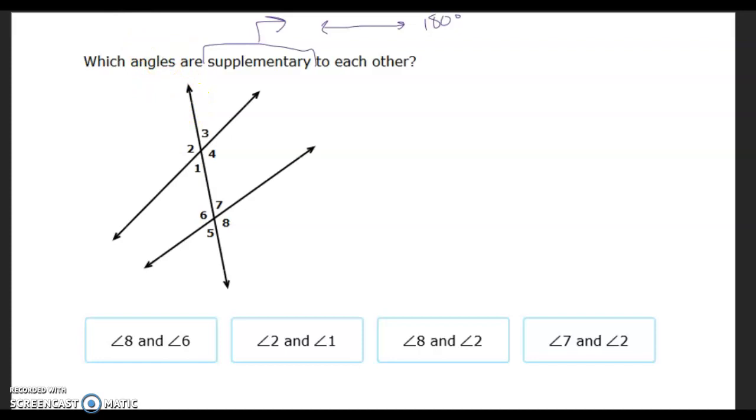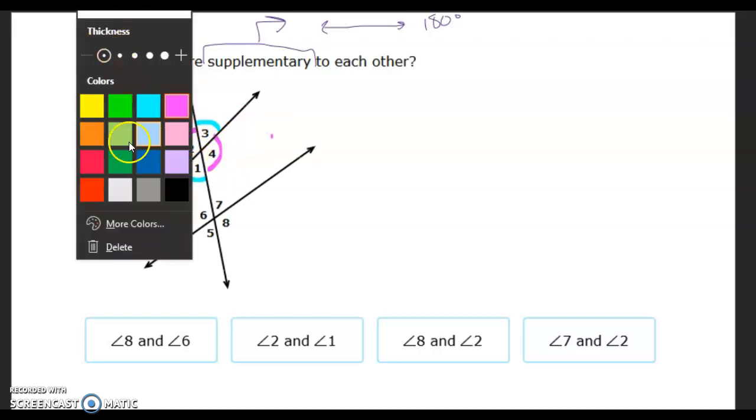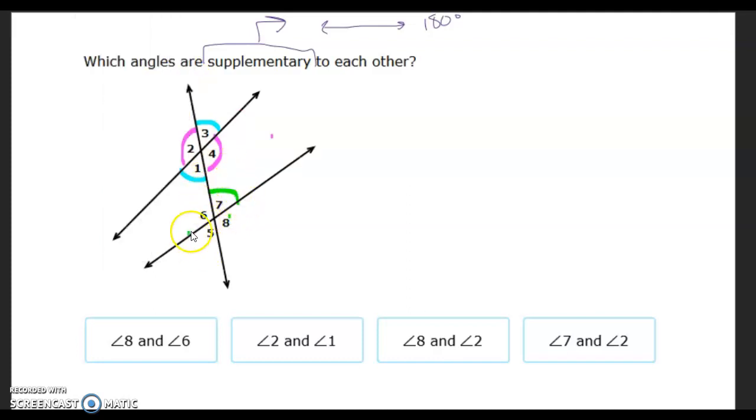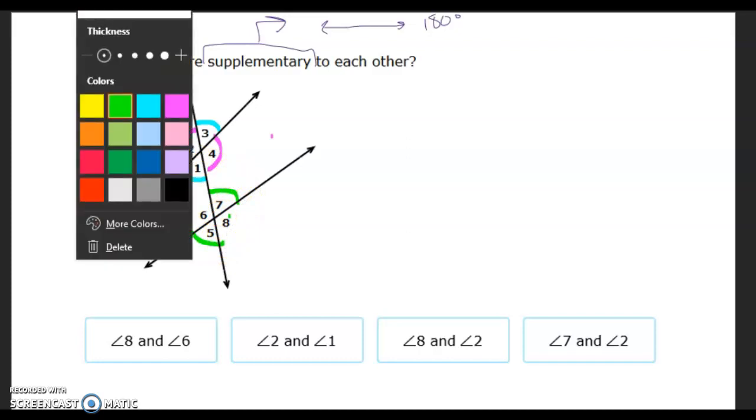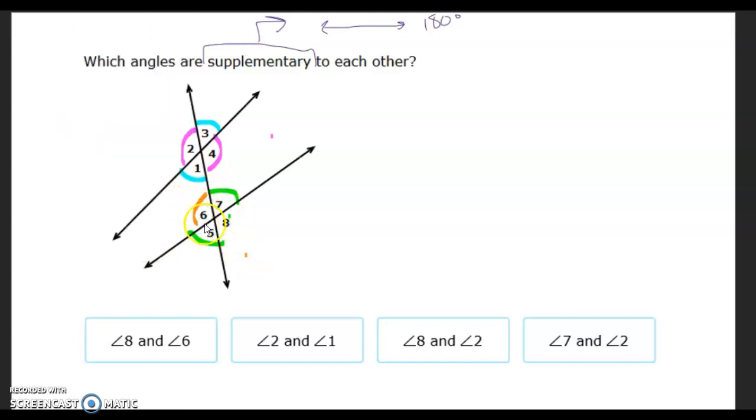So a couple of things that we can figure out is we know that angle 3 and angle 1 are the same because they're vertical angles. We know that angle 2 and angle 4 are the same. They're vertical angles. Let's try some more. We know angle 7 and angle 5 are the same. They're vertical angles. And the last one, what color haven't I done? I think orange. And angle 6 and angle 8. They're alike. So let's go ahead and see what we got.